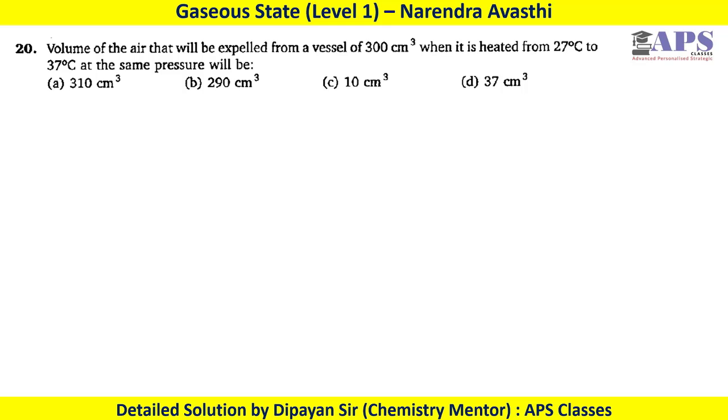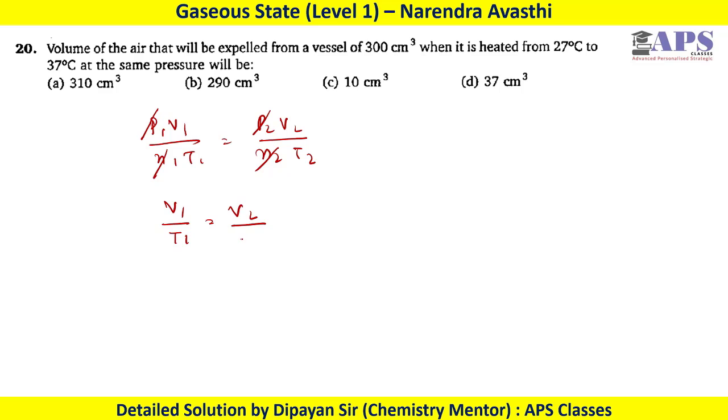For question number 20, the volume of the air that will be expelled from the vessel of 300 ml when it is heated from 27 degrees centigrade to 37 degrees centigrade. Same thing, P1 V1 by N1 T1 equal to P2 V2 by N2 T2. So here we have same pressure, and the number of moles is also constant, so here it is V1 by T1 equal to V2 by T2, and according to the problem, V1 is 300 ml when T1 is 300 Kelvin. We have to calculate V2 when it is 310. So V2 is 310, this is the final volume.